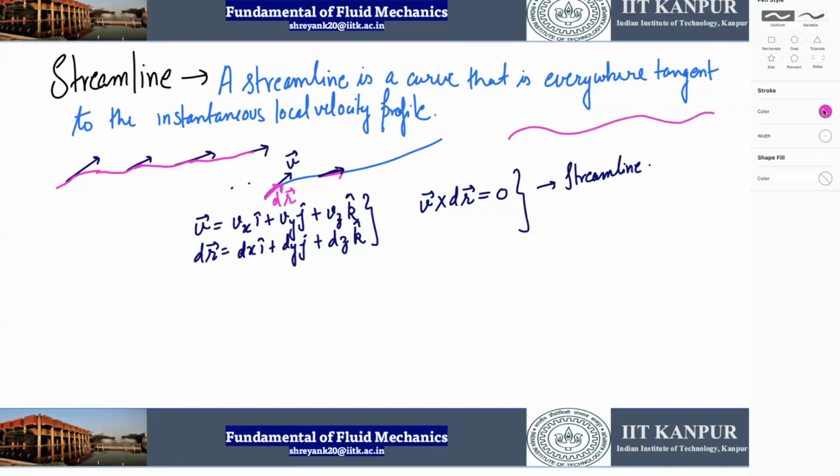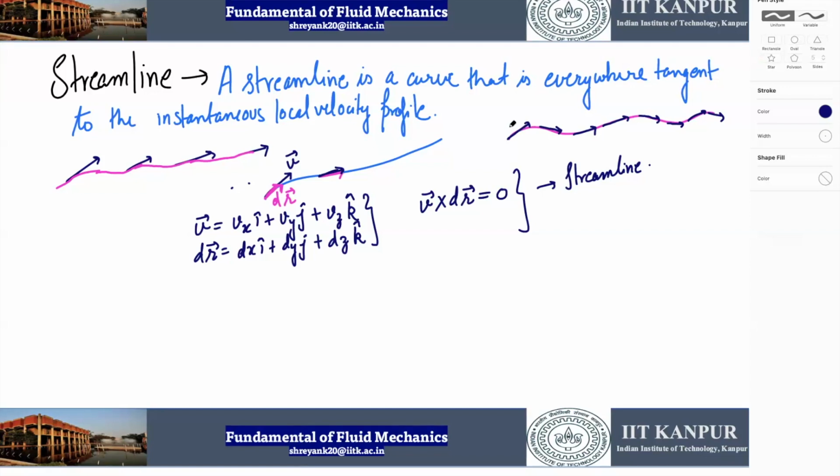So this streamline is coming because my velocity vectors at different instants are like this, which is locally a local tangent. So this profile is the tangent to this.